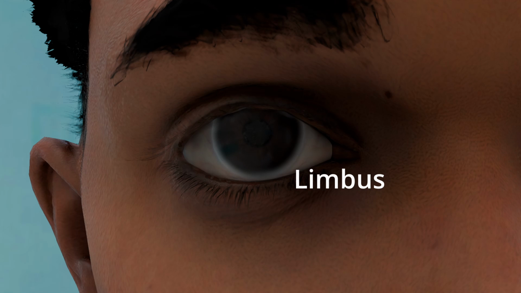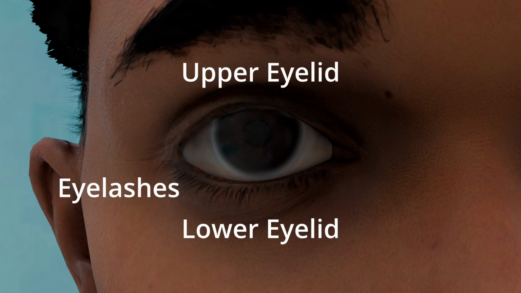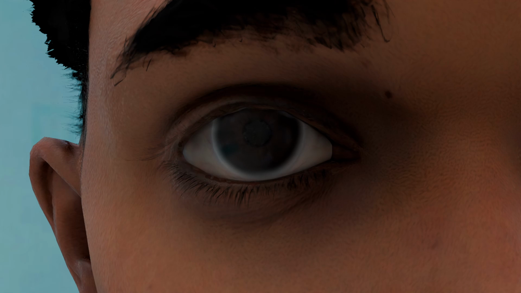We're also going to look at the upper eyelid, the lower eyelid, your eyelashes, and there at the base of your eyelashes are going to be these little glands, the meibomian glands, which are going to create that lipid layer of your tear film. And those are going to keep your eye well hydrated and moist.